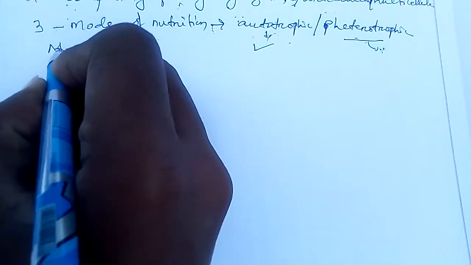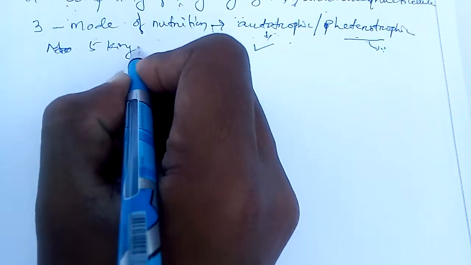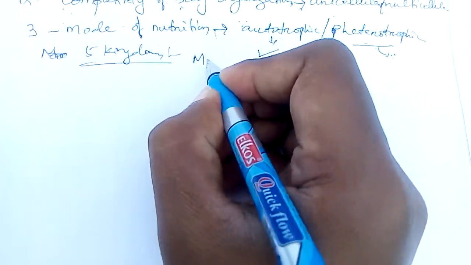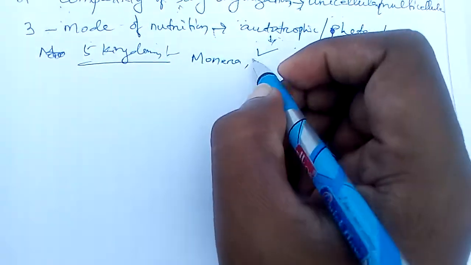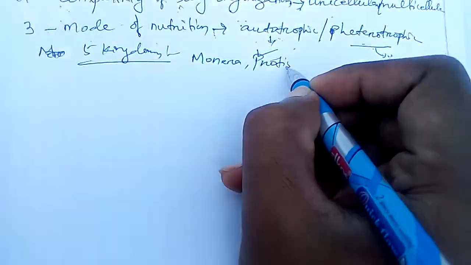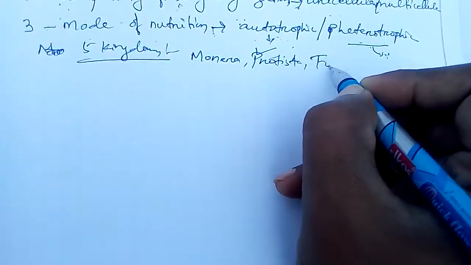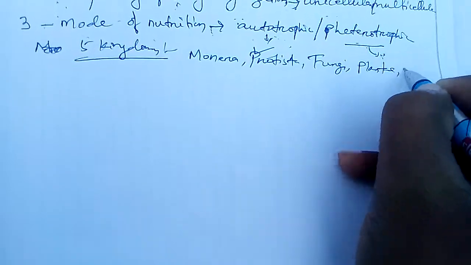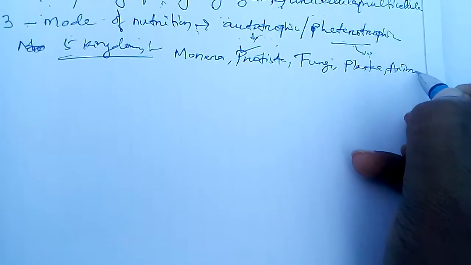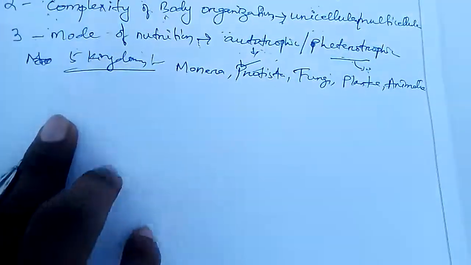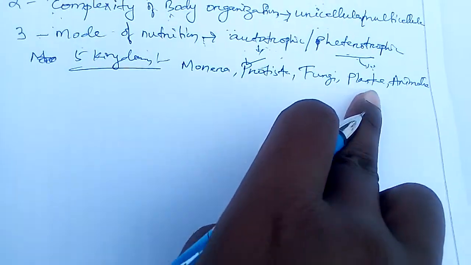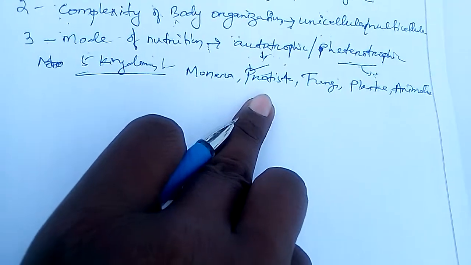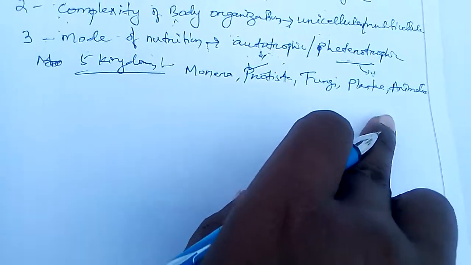Those 5 kingdoms are Kingdom Monera, Protista, Fungi, Plantae and Animalia. Okay, so these are the 5 kingdoms proposed by Whittaker: Monera, Protista, Fungi, Plantae and Animalia.